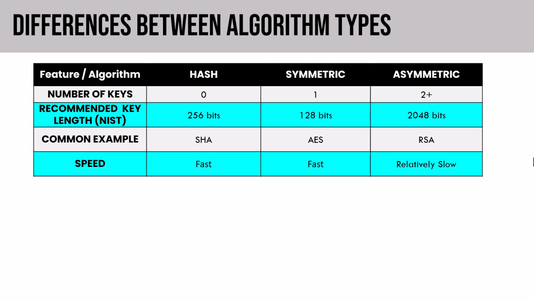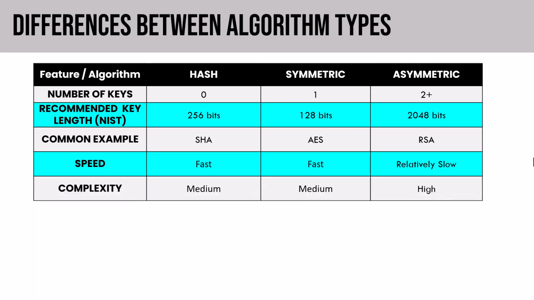Speed, so in terms of encrypting data, symmetric is very fast for bulk encryption. Hashing needs to generate that hash value quickly. Asymmetric for bulk encryption is going to be relatively slow, but it plays that role in other areas, like helping us with secure transfer of a shared key, digital signatures, non-repudiation. Then we have complexity. So asymmetric is going to be the most complex of the lot.